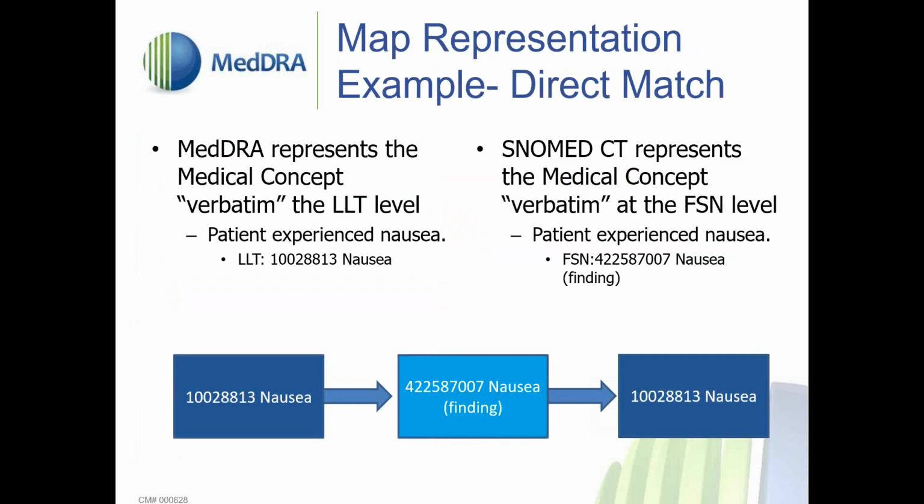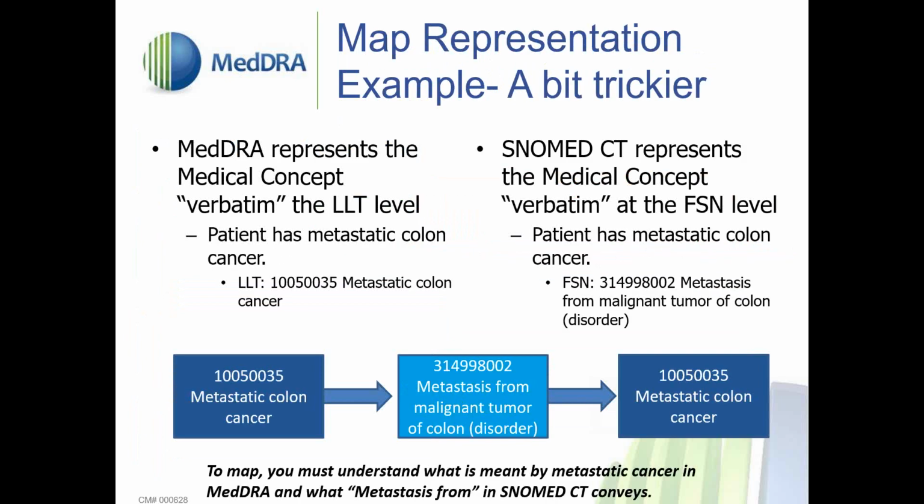Now, SNOMED CT represents this medical concept verbatim at the FSN level, and it can be in multiple parts of the structure of the terminology. So the decision here is that we have mapped to the FSN of nausea finding. So in this situation, the LLT of nausea mapped to nausea finding in SNOMED CT, and when we do the reverse direction, nausea finding maps back to LLT of nausea. Pretty straightforward, but now let's look at an example that's a little bit trickier.